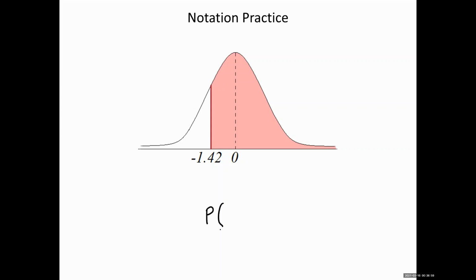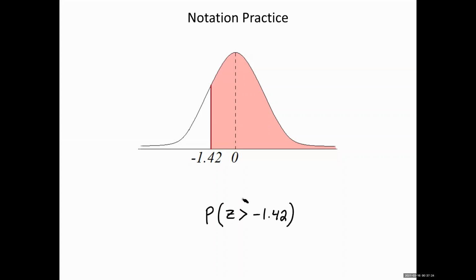Z greater than negative 1.42, close parentheses. Perfect, exactly. So anytime you're shading to the left or to the right, in this case we're shading to the right of the number negative 1.42, put the letter Z first, okay? And again, since we're shading to the right, you're going to put a greater than.